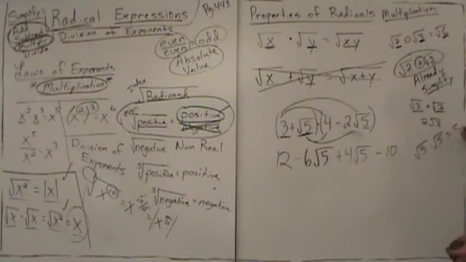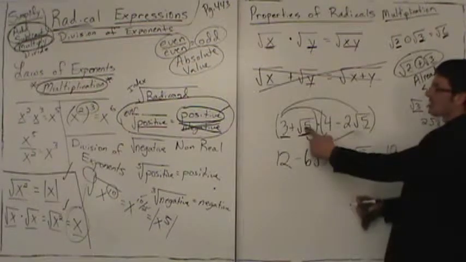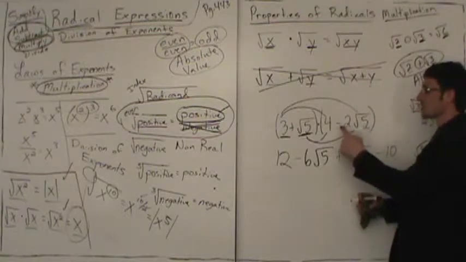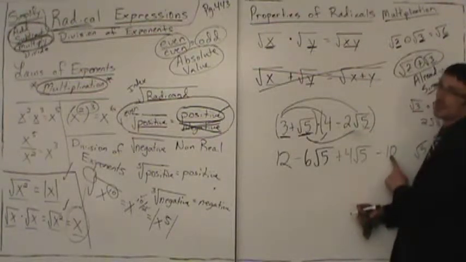Again, what is the root of 5 times the root of 5? The root of 5 times the root of 5 is 5. So if you think, what is root of 5 times root of 5? That's 5. Now take the 5 and multiply by the 2. What do you end up with? You end up with a 10.